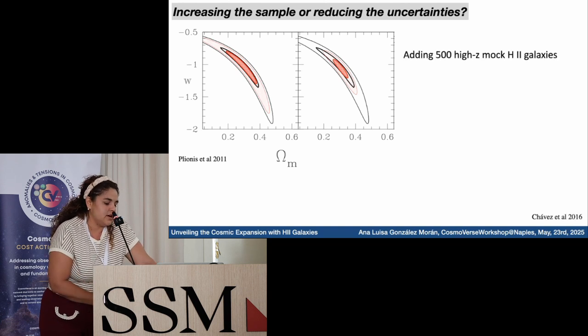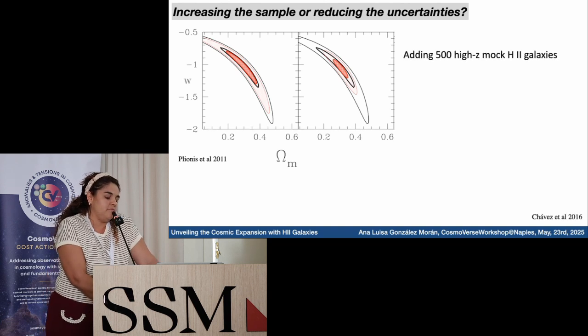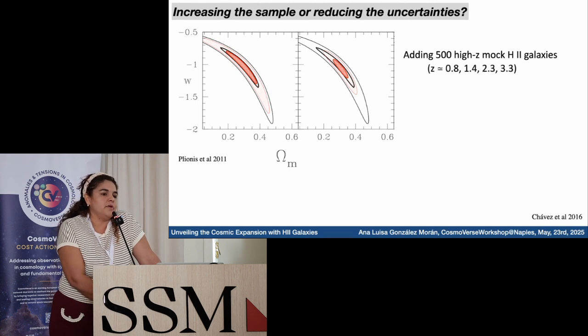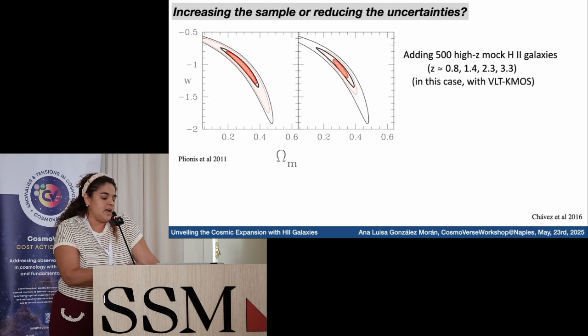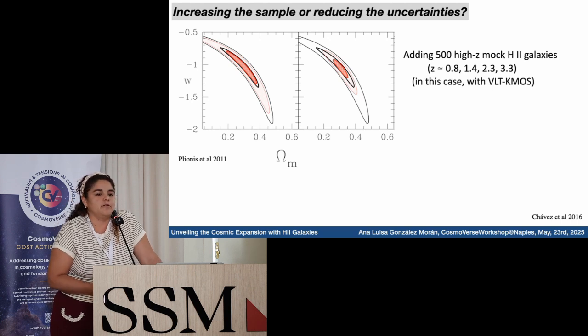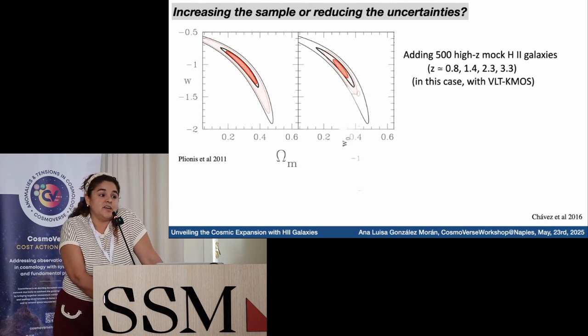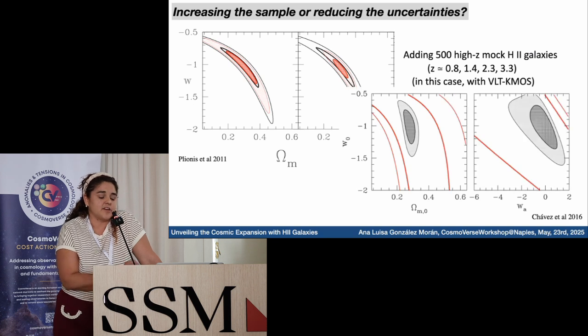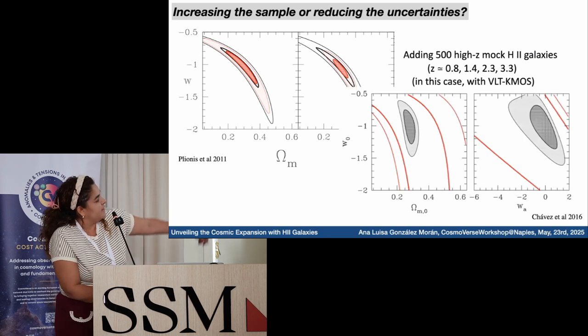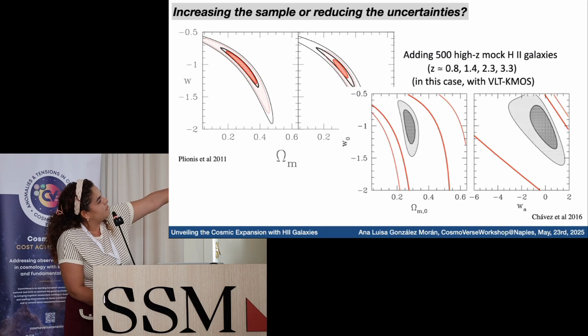And this is another simulation, performed with mock galaxies. At that time, there were no James Webb Space Telescope observations, and we performed the mock simulation using the VLT, in the redshift range that we can observe. And when we include 500 high redshift mock galaxies, the results that we obtain are shown in gray.